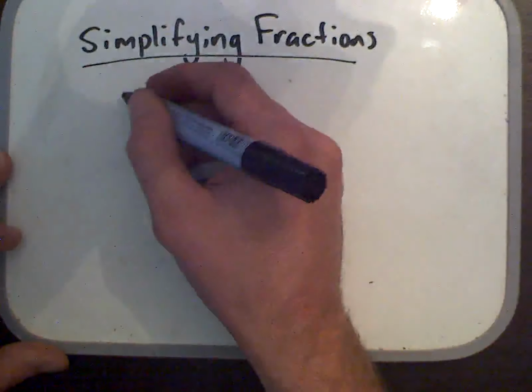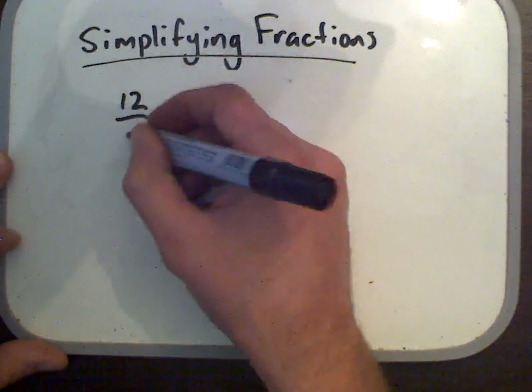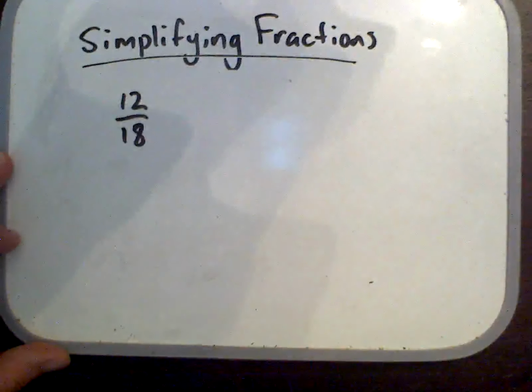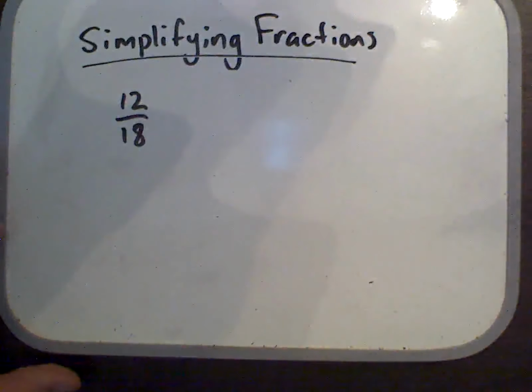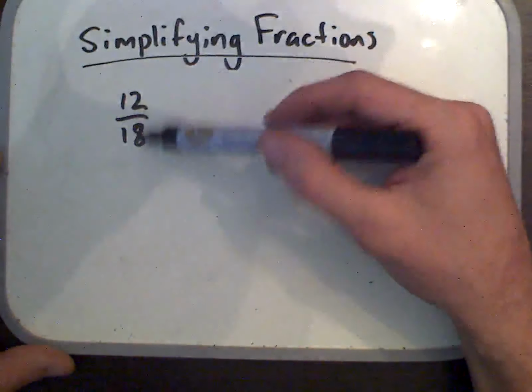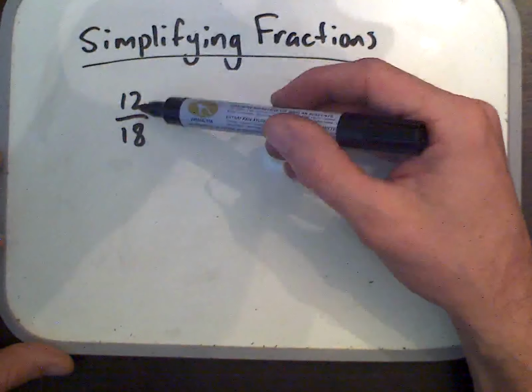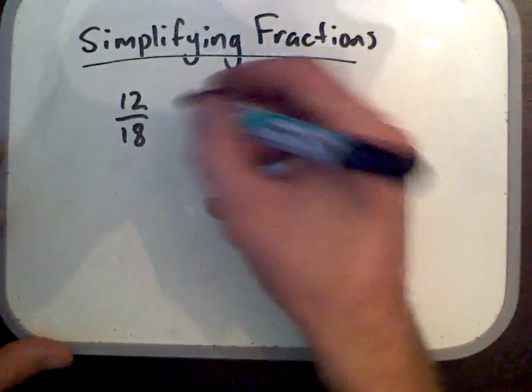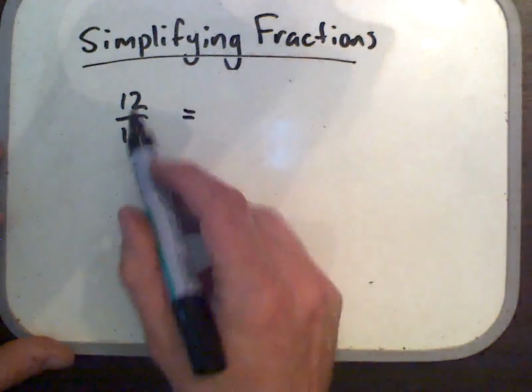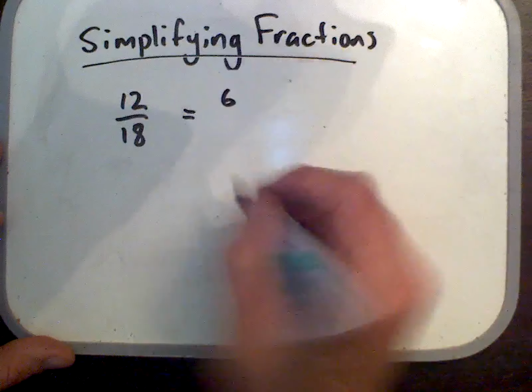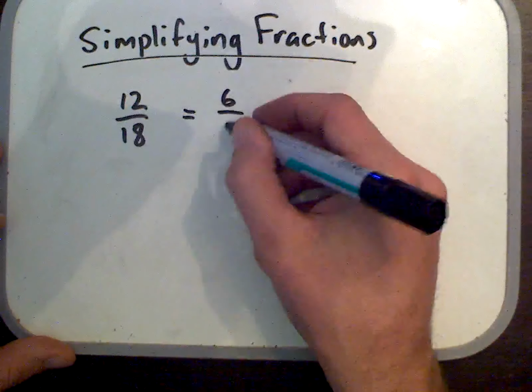Let's take an example here of 12 over 18. One very good strategy if you're not very good at your times tables is to identify that both these numbers are even. What we know about even numbers is that we can halve them. So let's use that strategy of halving. Half of 12 is 6. Half of 18 gives you 9.